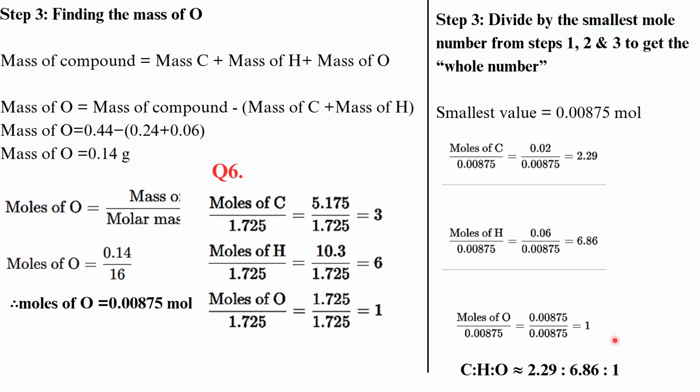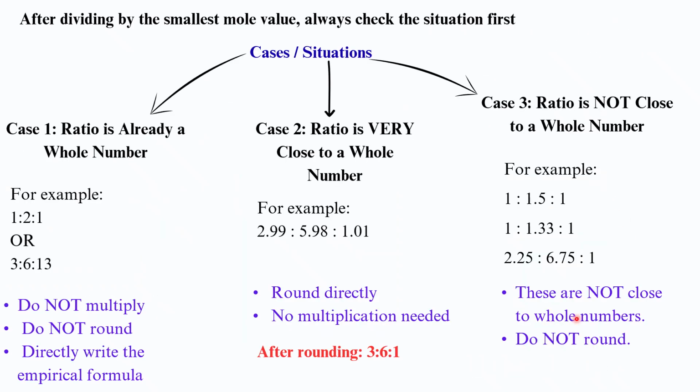Can you see in the previous question what we got? We got all three as a whole number. But in this case, it is not a whole number. So in such cases, you will follow these steps. First, you will check the situation. Suppose you have divided all three numbers of moles by the smallest value and the answer is a whole number, which we were getting in the first two questions. In that case, you will not do anything.